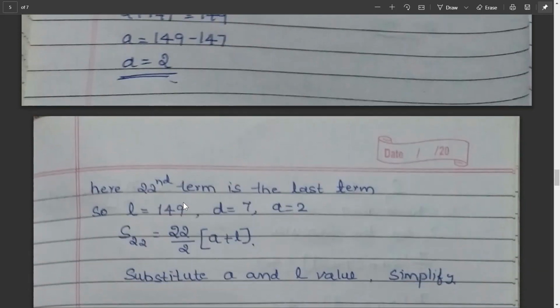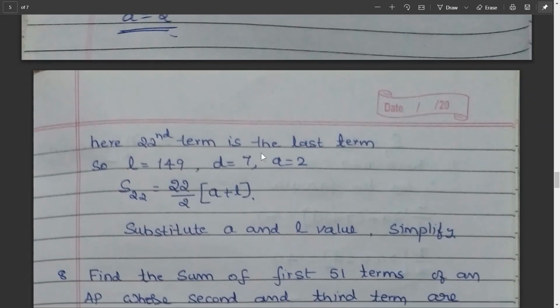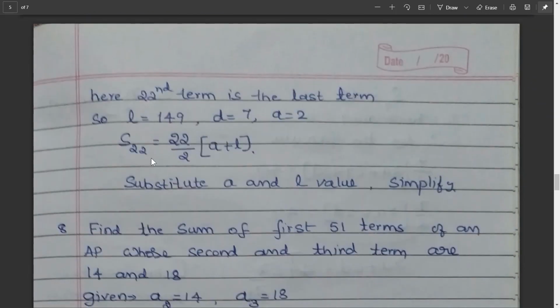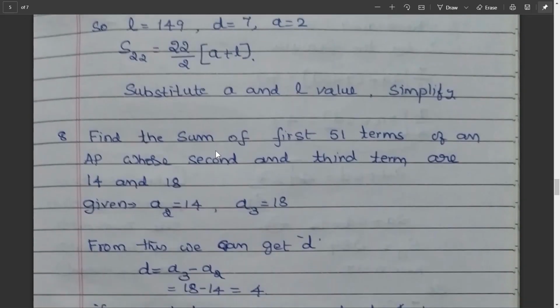So we are using this formula and getting A from that. Then we can find the 22nd term, then we can find out the sum up to 22 terms using the formula S22 is equal to n by 2 into A plus L. Since the last term is known, we can use this formula. You can use any formula, but if the last term is known, it is better to use this formula. This is a little bit easier. So if you substitute the L and A values, you will get the sum up to 22 terms.